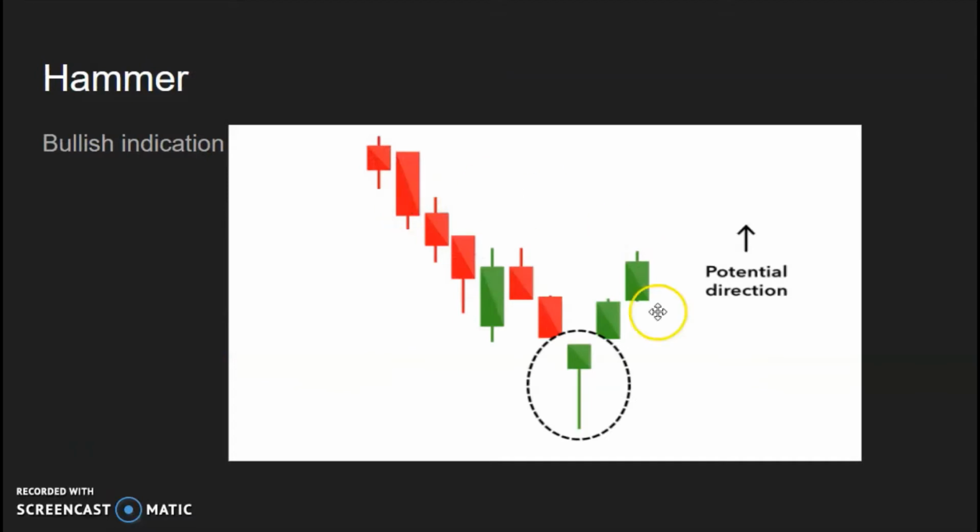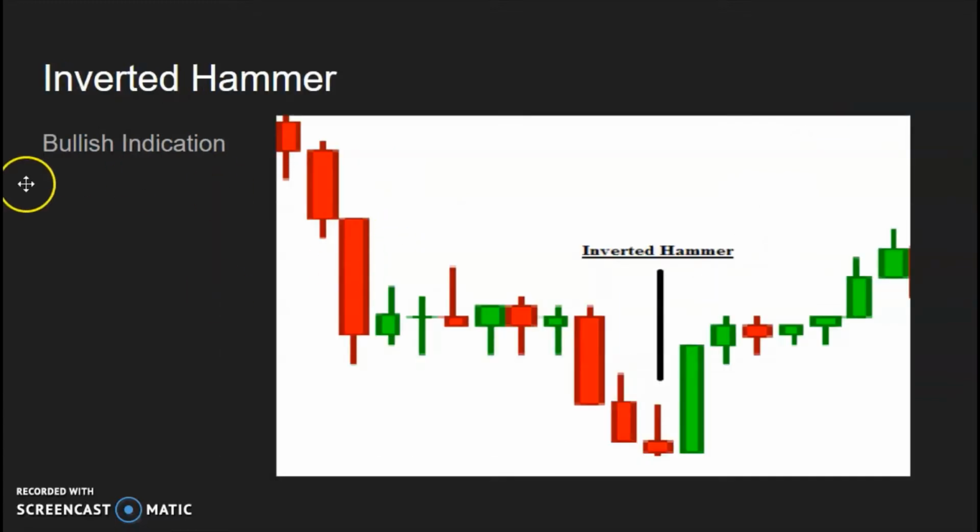Now we've got the hammer, because it looks like a hammer. And obviously green here, the sense of the direction is going to be upwards. Now obviously it's potential, it's not fact. Inverted hammer, exactly the same, but the other way, but bullish now.